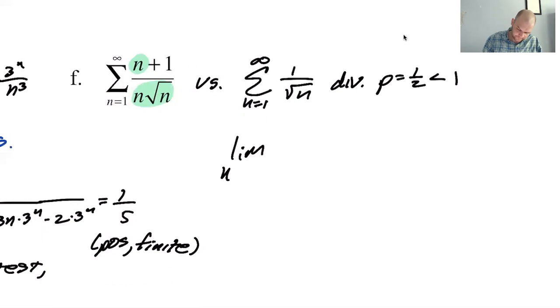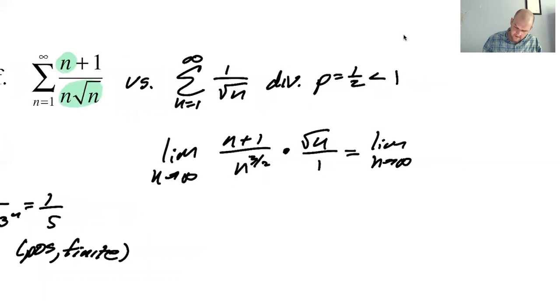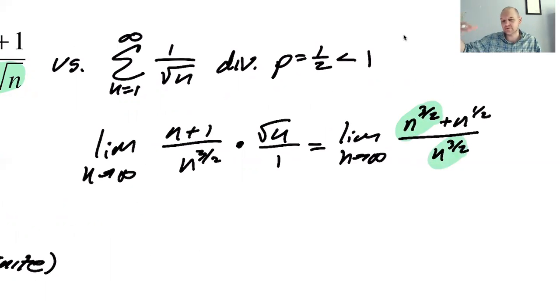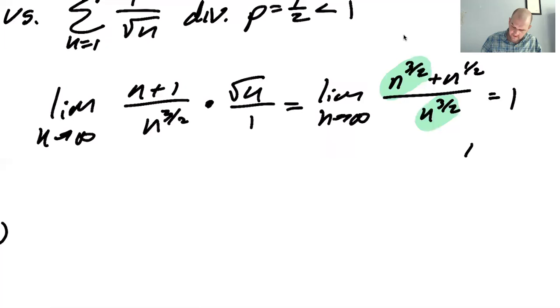So the limit as n approaches infinity of n plus 1 over n to the 3/2 times radical n over 1 is the limit as n approaches infinity of n to the 3/2 plus n to the 1/2, which isn't contributing as you go to infinity, over n to the 3/2. So what's dominant, what really matters? This and this. Everything else, as you go to infinity, just falls away to meaninglessness. So this is 1, which is positive and finite.